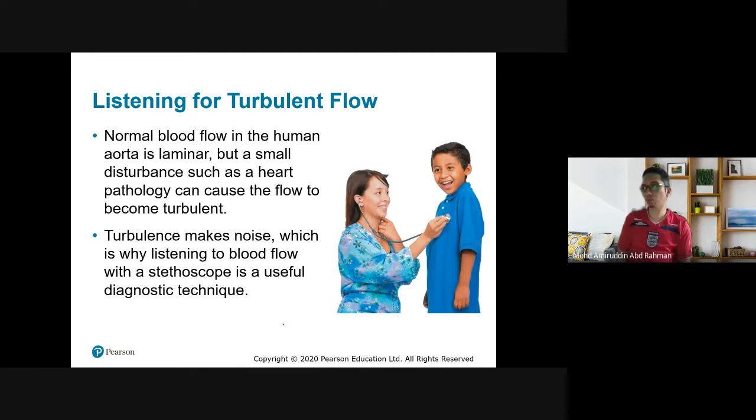If the blood flow is normal, the heart rate will be much lower compared to when we have a higher heart rate. So that's it for this chapter about fluid mechanics.